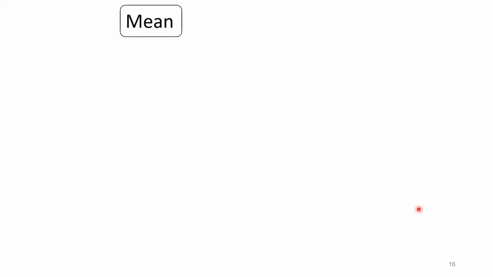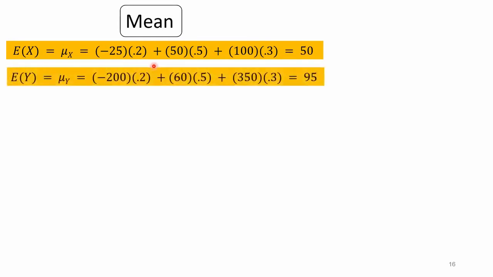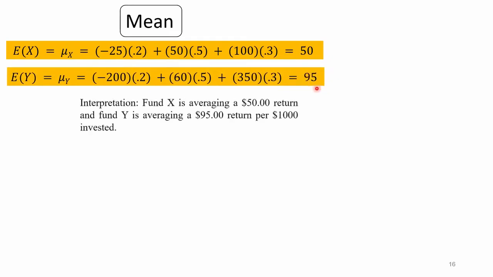So according to what we calculated, we got the mean, the variance, standard deviation, and the covariance. So the mean value for the expected value of X, we obtained as 50 using the equations that we learned. Then the expected value of Y we obtained as 95. And how did we interpret this? So fund X is averaging $50 return and fund Y is averaging a $95 return per $1,000 invested.